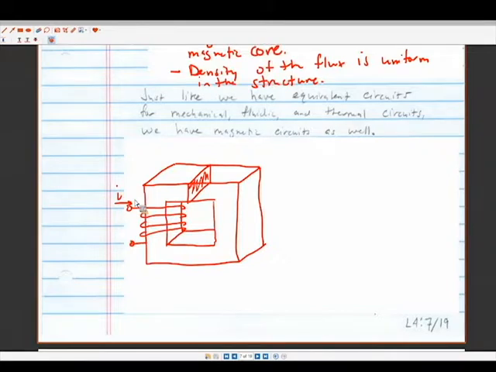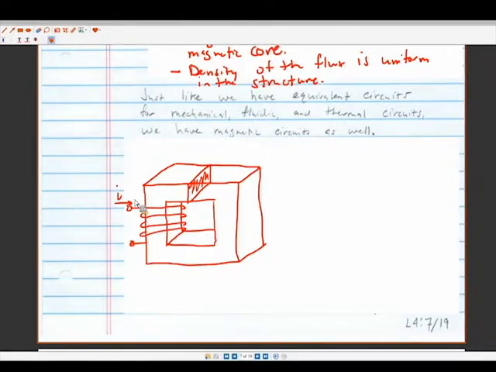Just a reminder, from Friday we had some assumptions. One of the assumptions is that all the magnetic flux being created by this coil is being coupled into this ferrous structure. None of it is going out to the air. Obviously that's not true, but we're going to assume that's the case for the sake of this class.